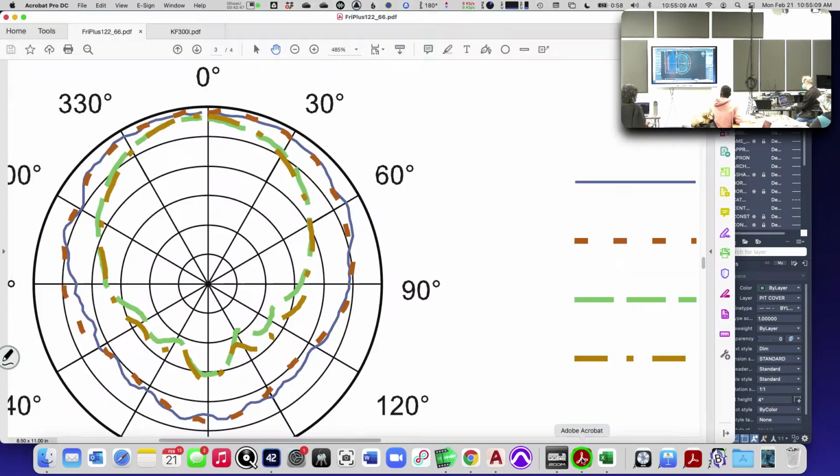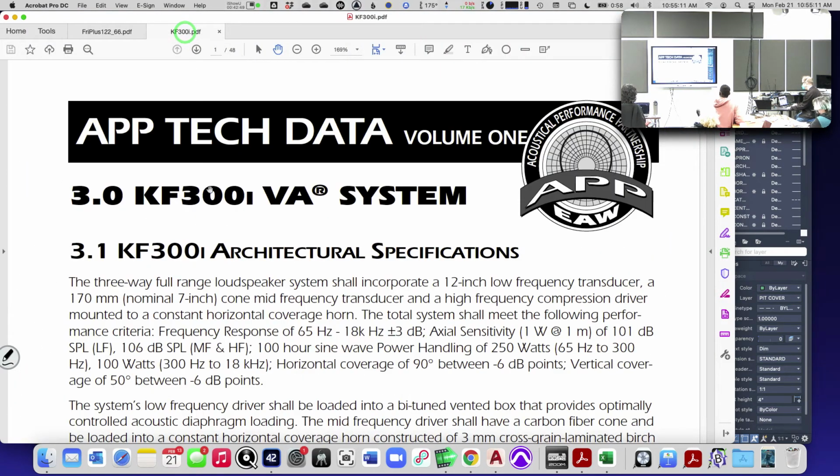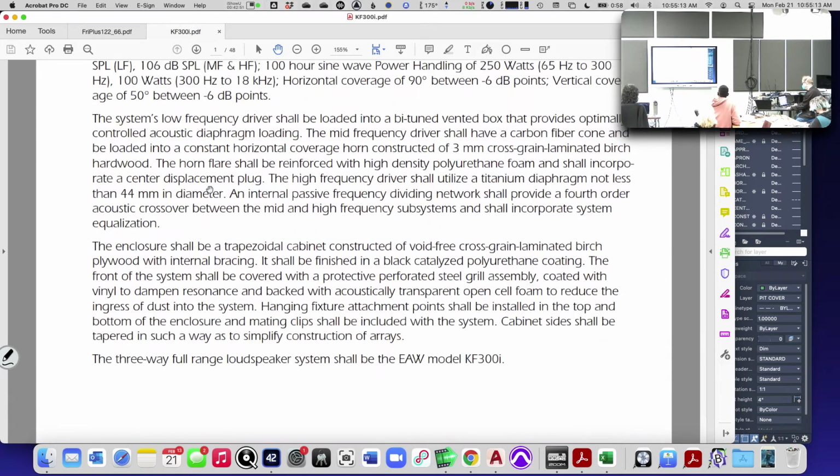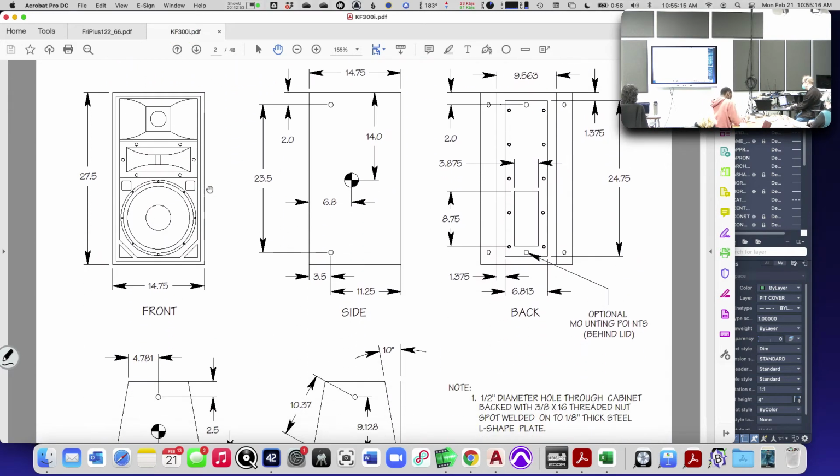You don't know. It's a KF300 from EAW. Oh, yeah. You don't know. There sure is something there. Actually, it's not 300. If you knew, I was going to be like, congratulations, but you don't know, so I'll just tell you. It's KF300. Looks like this from EAW.